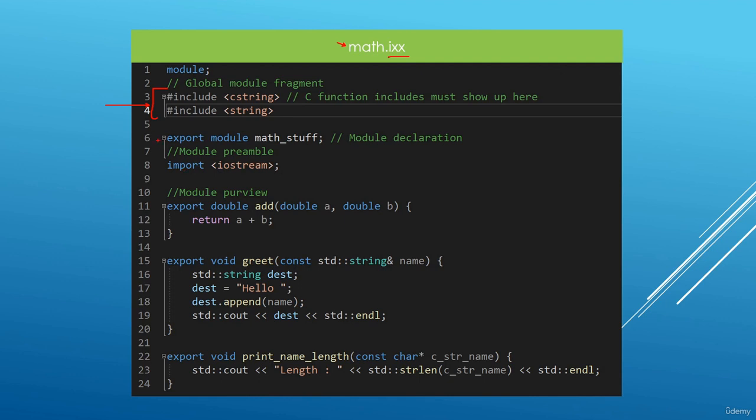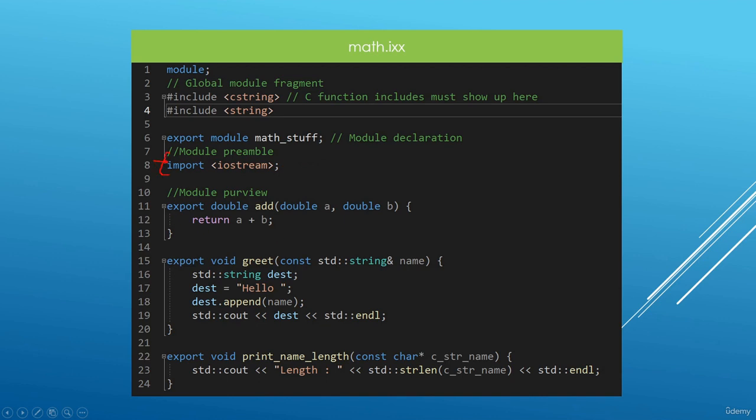After these includes, we have the module declaration. Our module is going to be named math stuff. It is a module declaration because we have export module here. If we don't have the export keyword, it's not a module declaration. It is something else, as we will see later on as we progress in the chapter. After this, we have our import. IOStream can be imported across all compilers, so this is going to work.